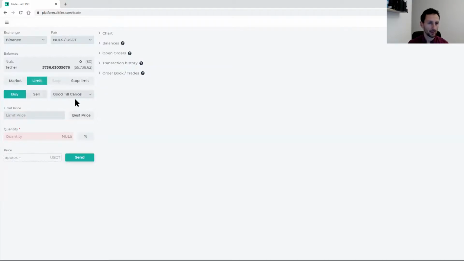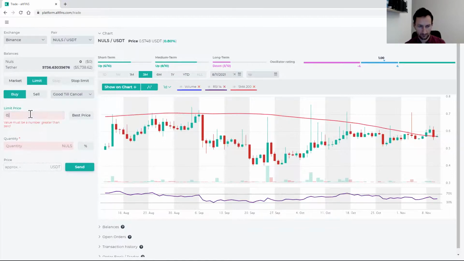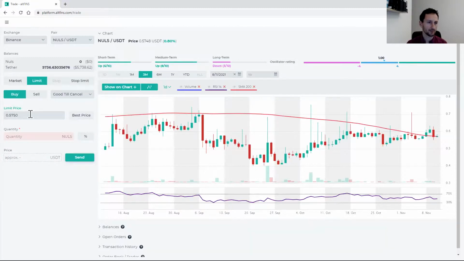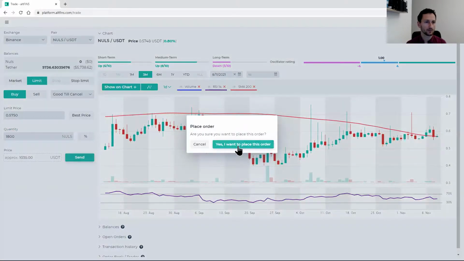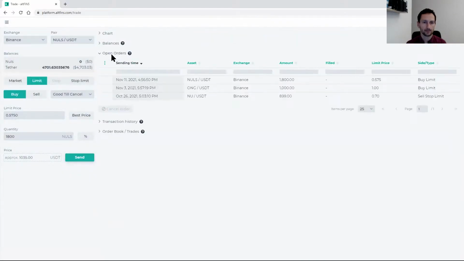We want to limit buy. For some reason, we don't have an order book right now live, so I'm going to look at the price, about 57.48. I'm willing to buy it as high as 57.5 and about $1,000 worth. So that would be about 800 units of nulls. Okay. All right, that order is placed.